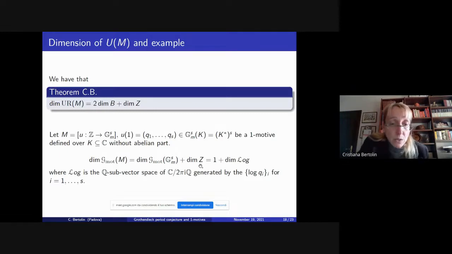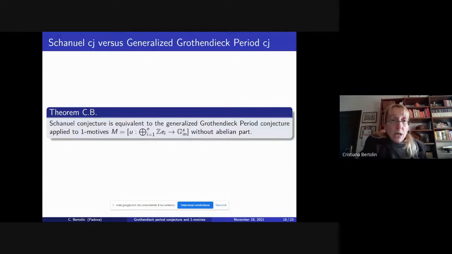And the dimension of this torus is what I call the dimension of log, where log is the Q-vector space of C modulo 2 pi i generated by the log Qi for i from 1 to s. So the unipotent radical part is really controlled by the point R. It is really related to the point R that you have chosen. So with this notation, I want to show that the Schanuel conjecture corresponds really to the generalized Grothendieck period conjecture applied to a 1-motif without abelian part.